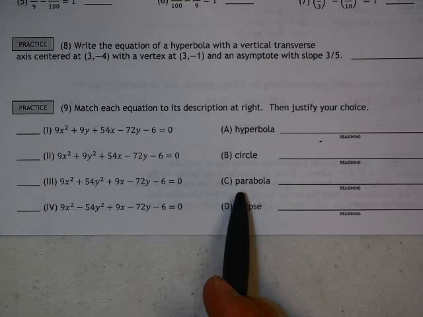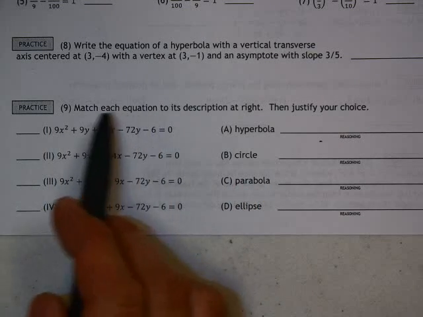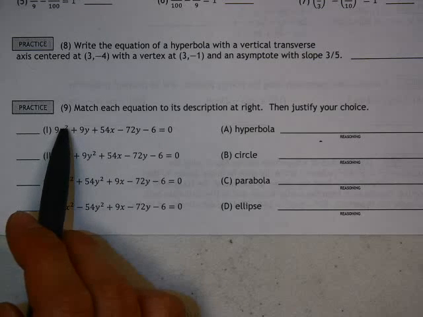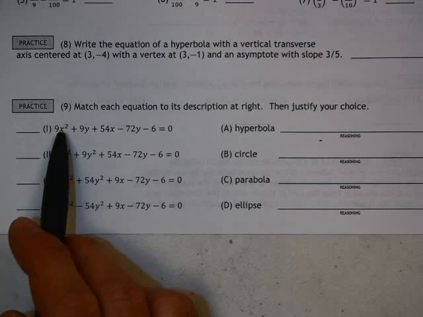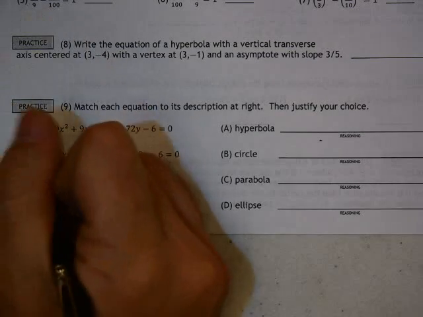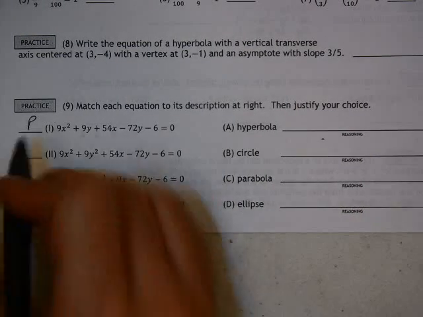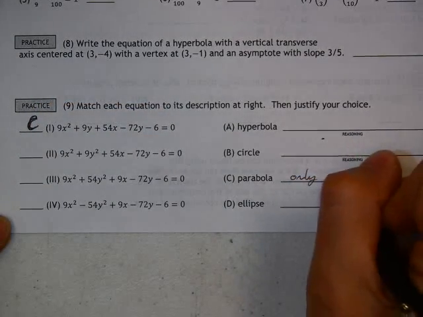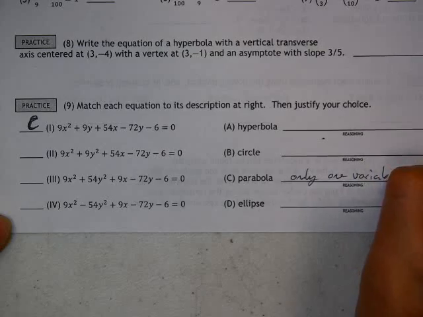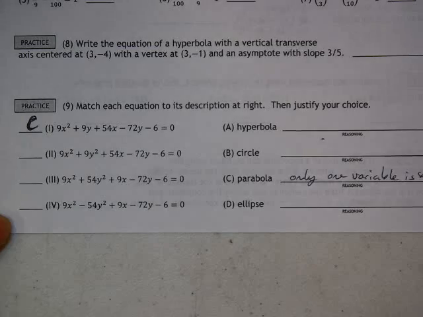And remember that for the parabola, only one variable is squared. So either x or y is squared, but not both. So when you look through these, the easiest one to find is the one where x is squared. There's x, there's y, but there's only one square term. That tips me off right there. That's your parabola. That's the easiest one to find always. So, whoops, P for parabola, so C would go here. And the reason is that only one variable is squared.